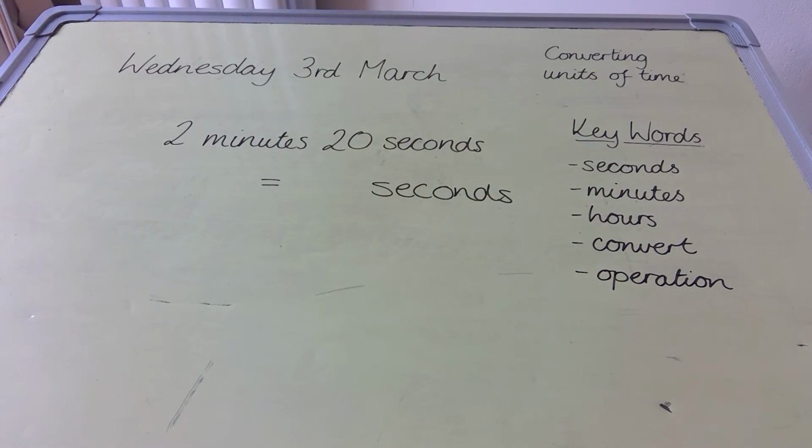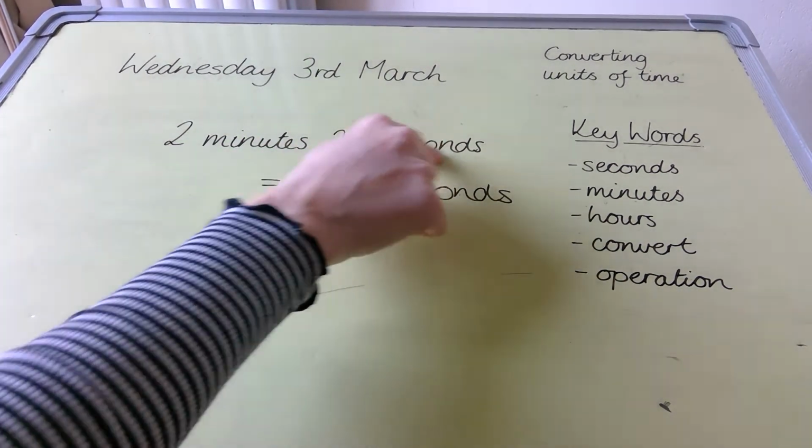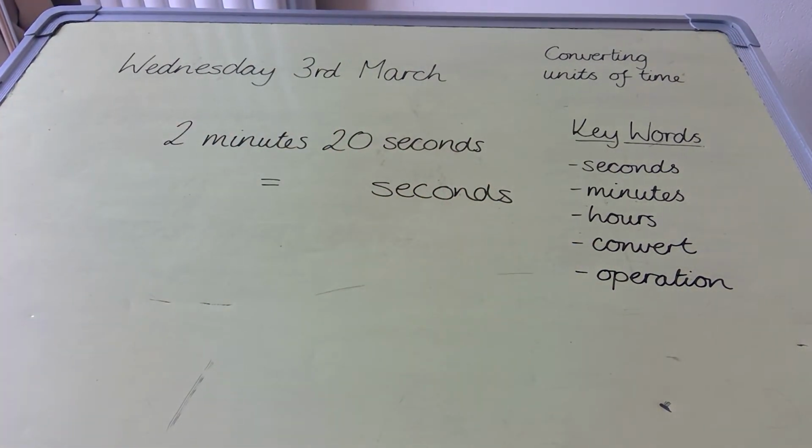Okay, we can break it up. So first of all, we need to know how many seconds 2 minutes is, and then we've also got to add on the 20 seconds. So I'd like you to have a little go at calculating how many seconds is in 2 minutes and 20 seconds. So pause the video here to calculate it.